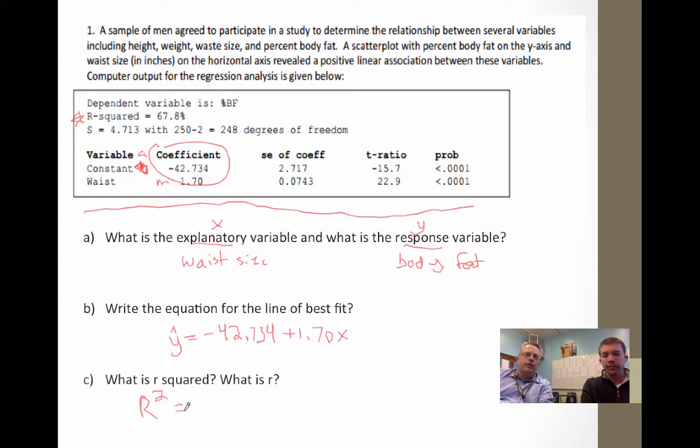Equals, and then we want to write this as a decimal, 0.678. So r squared is 67.8. That actually has a meaning. But right now, we're just trying to get, how do we get r from this readout?